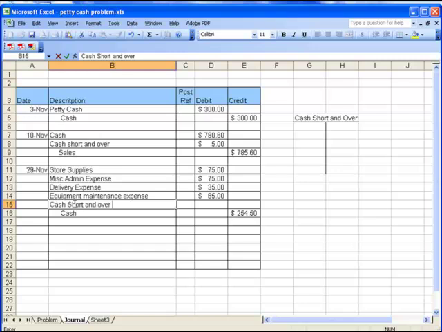Cash short and over is when somebody took some money out of petty cash. They didn't leave a receipt. We don't know what to charge it to, so we charge it to this account, cash short and over. If we add these up, they add up to $250 worth of debits. So we need another $4.50 worth of debits to get us to the amount of our credit, $254.50. Remember, this credit amount here to cash is always going to be our original petty cash amount less what's in the petty cash drawer. In our case, it was $45.50. That gets us to the amount we need to get back to $300, which is $254.50.